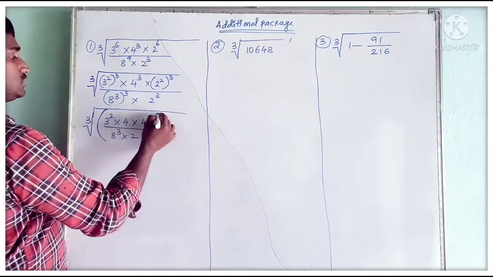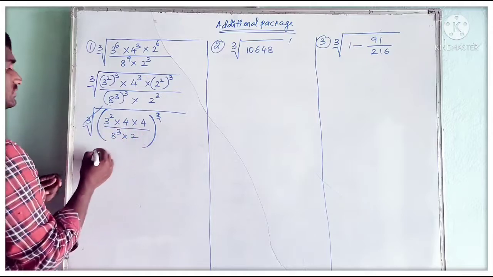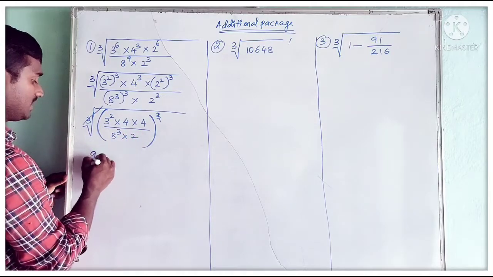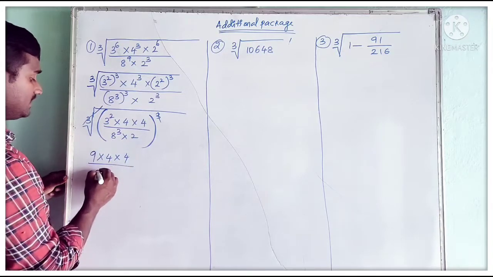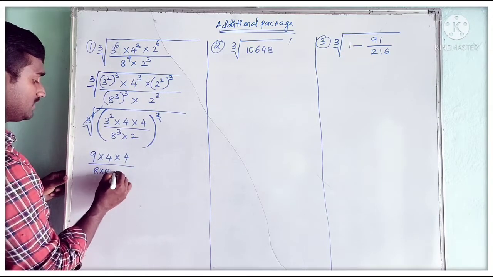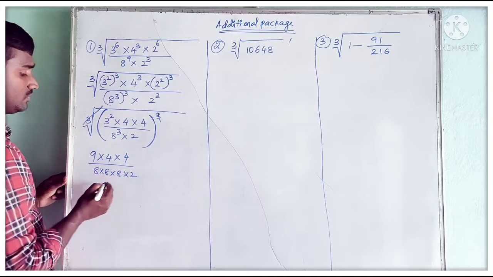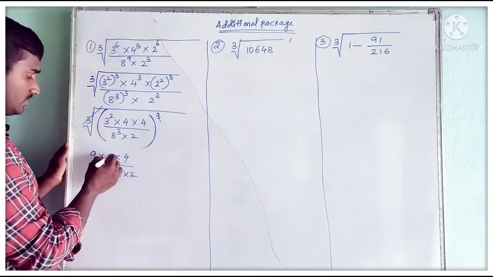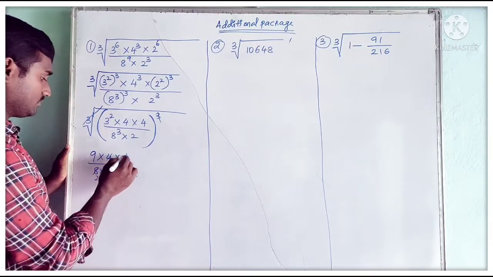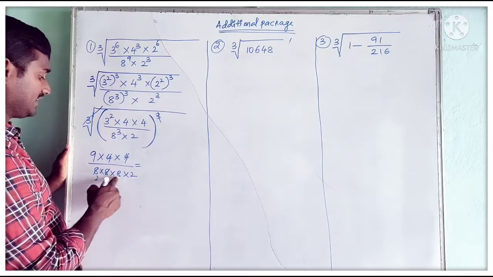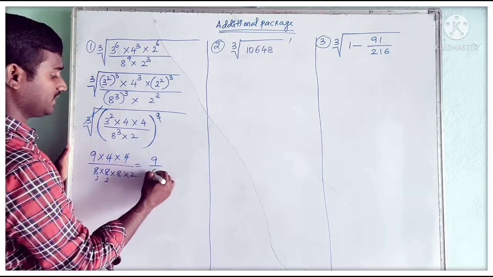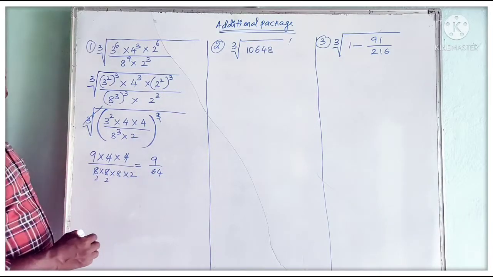Okay, so now the cube root cancels. The leftover numbers: 3 square is how much? 9 into 4 into 4 by 8 cube, that is 8 into 8 into 8 into 2. Four ones are 4, four twos are 8. So now 2 into 2 into 2 is 8, and 8 eights are 64. So 9 by 64 is the correct option.